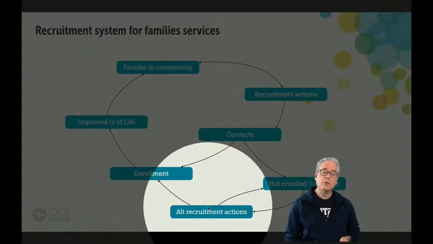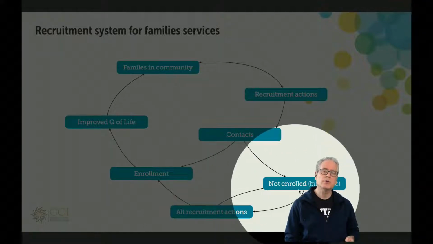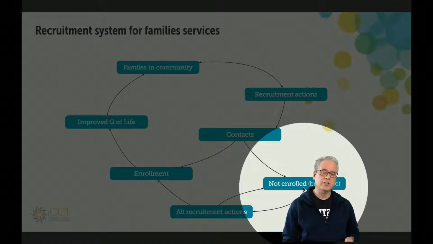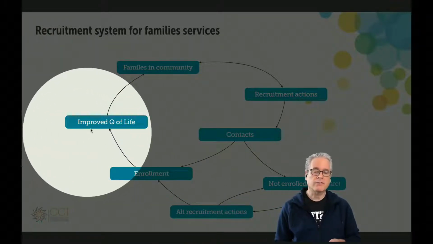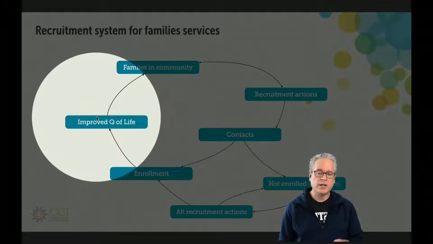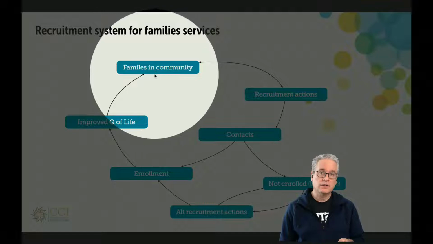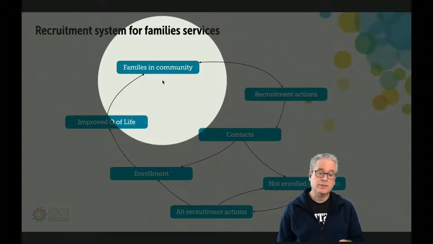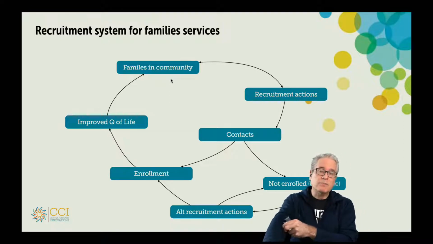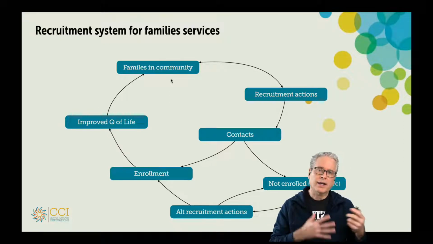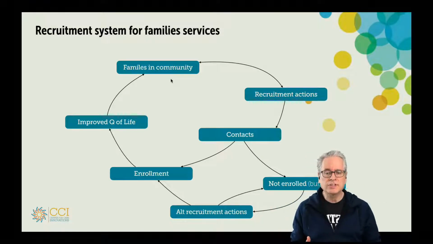And now we can start thinking about, well, are there alternative recruitment actions we can take for people who know about us but haven't yet committed? For those who enroll, can we demonstrate that they have an improved quality of life or quality of family life? And how does that improve overall the families in the community? So I literally brainstormed this in about 10 minutes this morning when I thought, I have to start thinking about maybe family recruitment in a more systemic way.